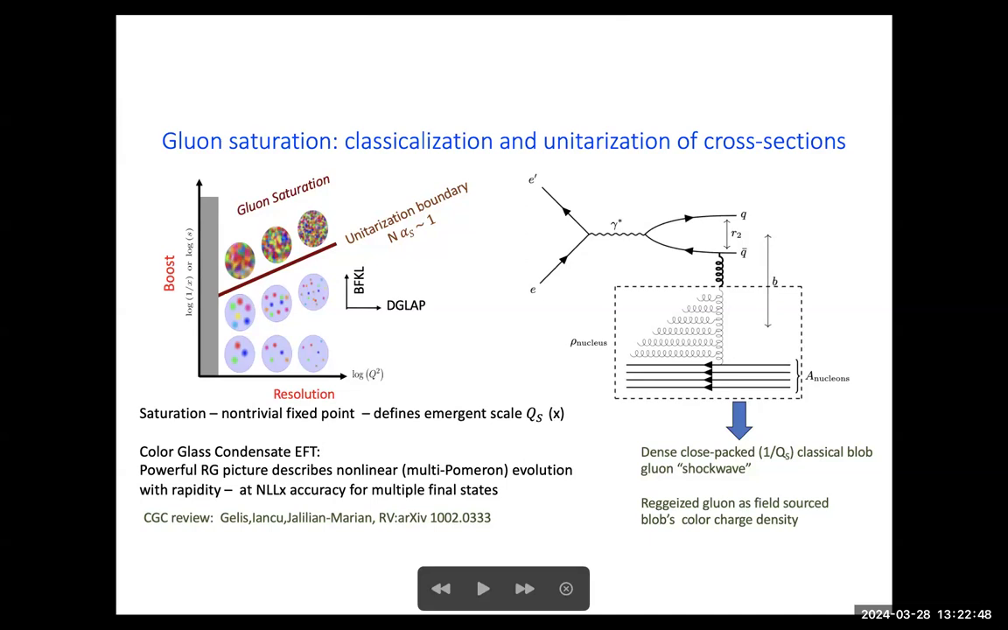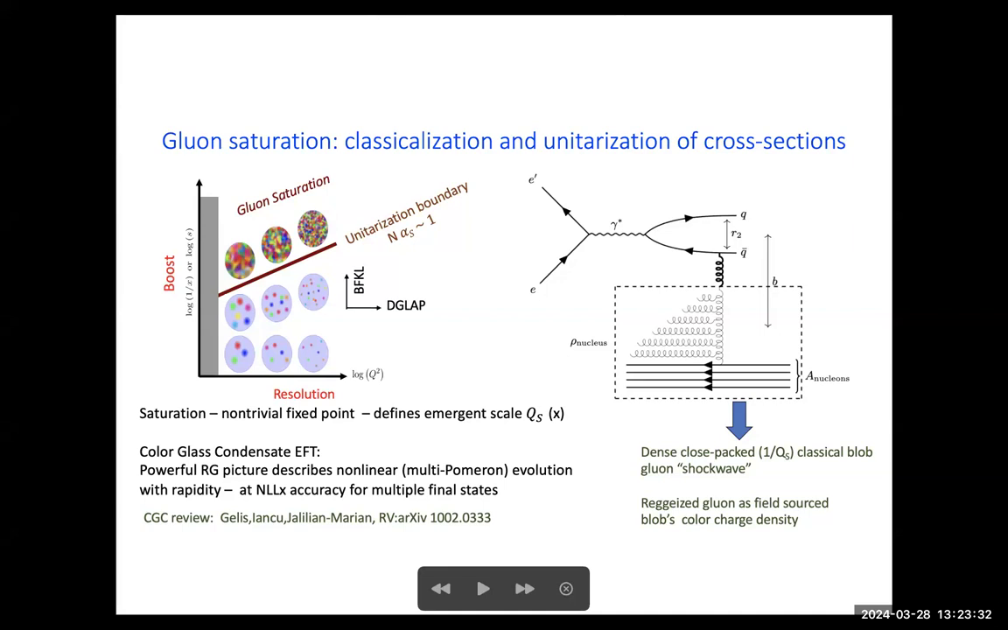And then at some point you reach a state of maximal occupancy. So phase space density becomes as large as it can be in theory, and you can't put any more stuff in. That's a kind of unitarization boundary, and it occurs when n is approximately 1/alpha. This happens for any given Q squared. So that tells you there's a line in this energy-resolution plane which characterizes this emergent scale. In other words, the saturation scale is the resolution scale, for any given x, where unitarization sets in.